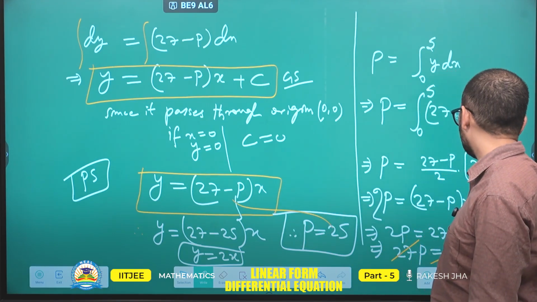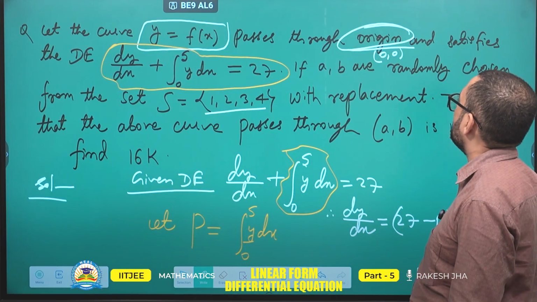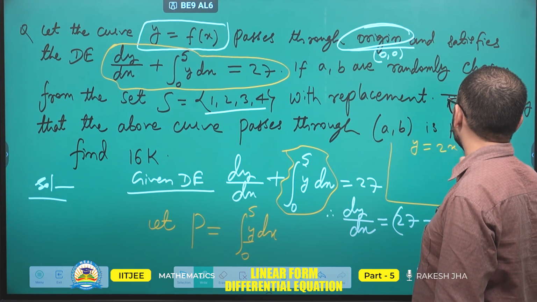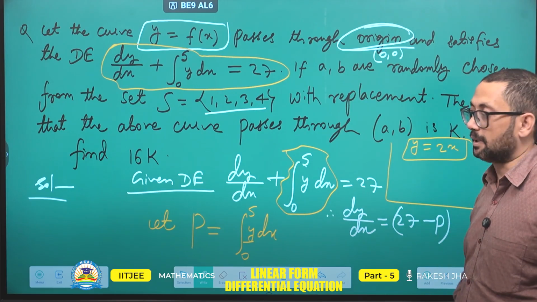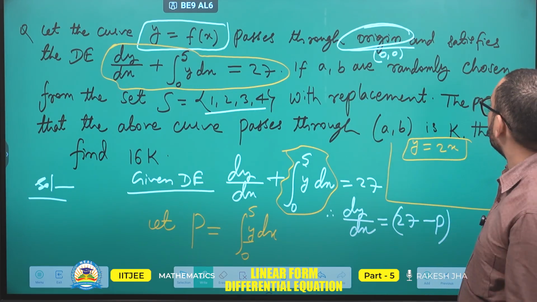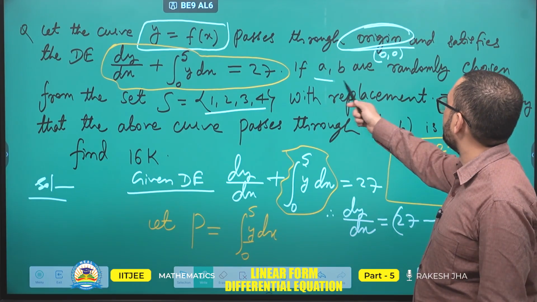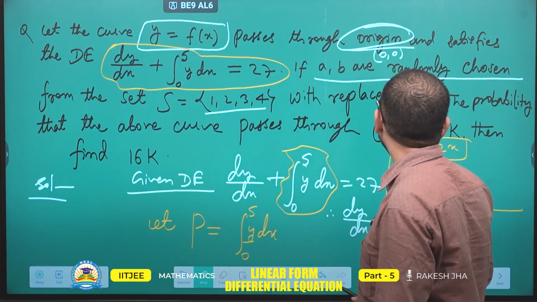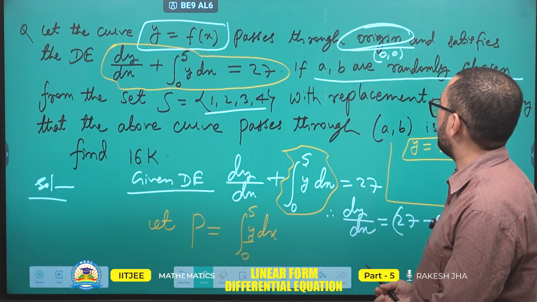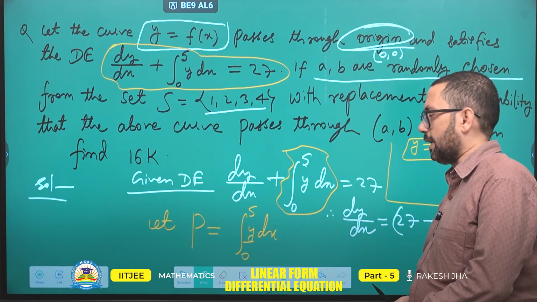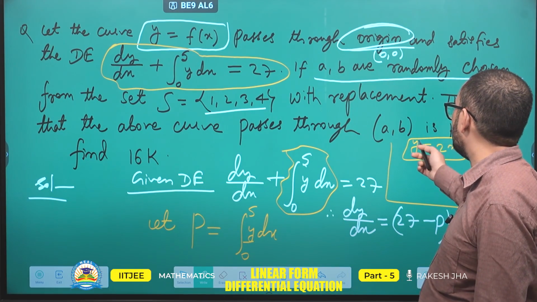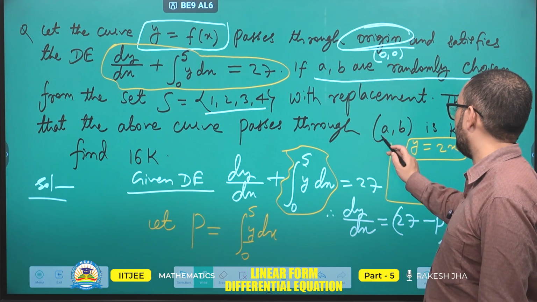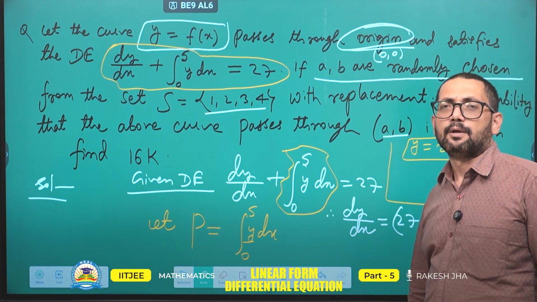So now let's come to the question. y is equal to 2x. This is the particular solution of the given differential equation. Now what is it saying? A and B are randomly chosen from the set 1, 2, 3, 4 with replacement. The probability that the above curve passes through A comma B. So A and B are nothing but the solution of this given differential equation. If you put x and y as a comma b, then it will satisfy the solution of the given differential equation.